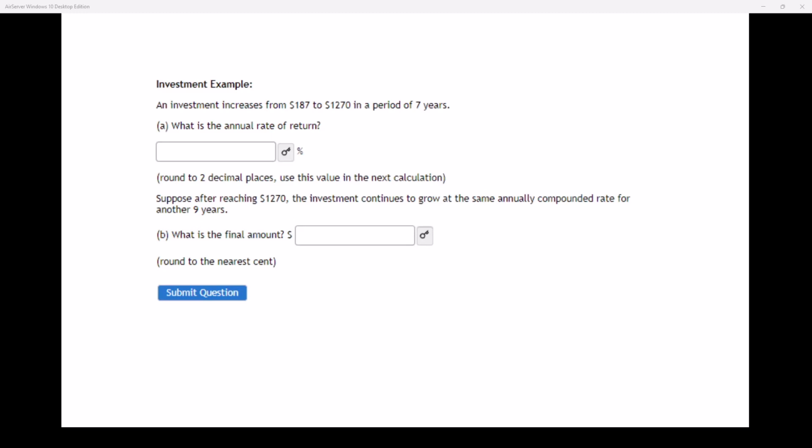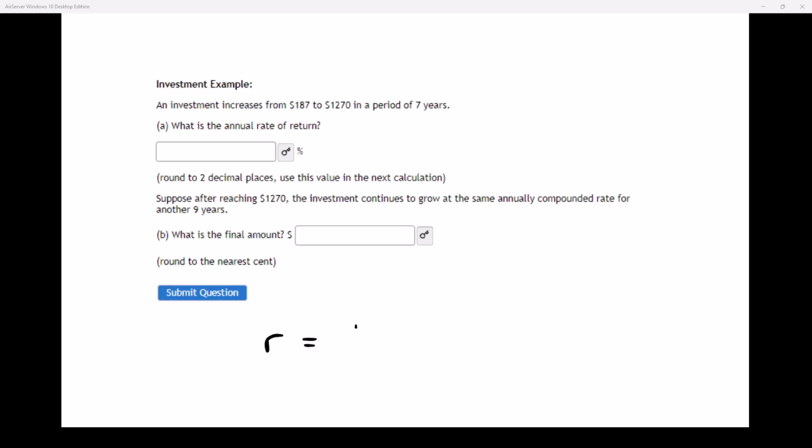Let's take a look at the following problem. Investment example. An investment increases from $187 to $1,270 in a period of 7 years. What is the annual rate of return? So to answer that, we can use this formula.